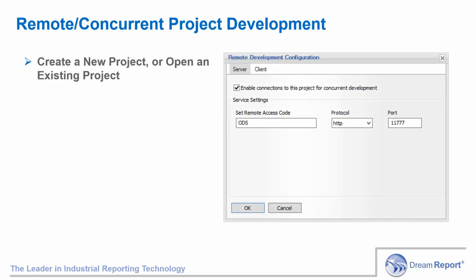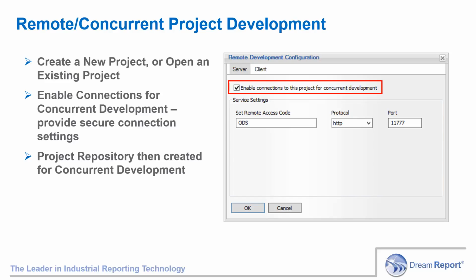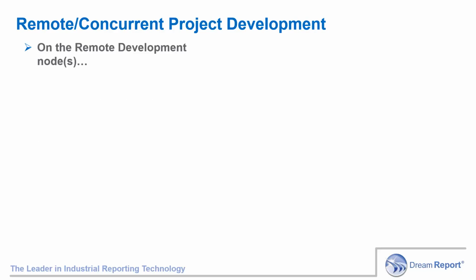For remote or concurrent project development, you start off by creating a new project, convert a legacy project, or open an existing project, as you've always done in Dream Report Studio. Then, simply click on the option to enable concurrent development and specify the secure connection parameters that remote users will need to supply when initially connecting. The project repository file will then be created for use with the concurrent or remote development.